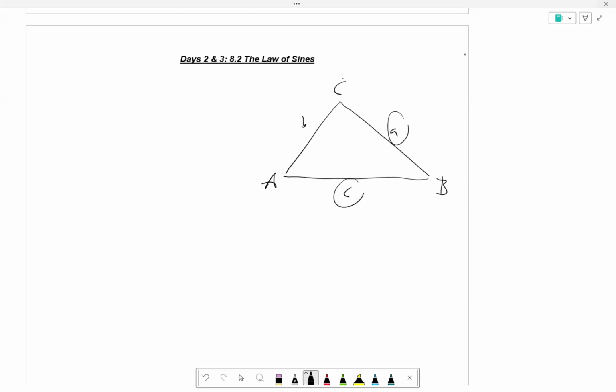Like little a plus little c. The sum of any two sides of a triangle needs to be greater than the third side. Okay. But we want a more direct relationship.